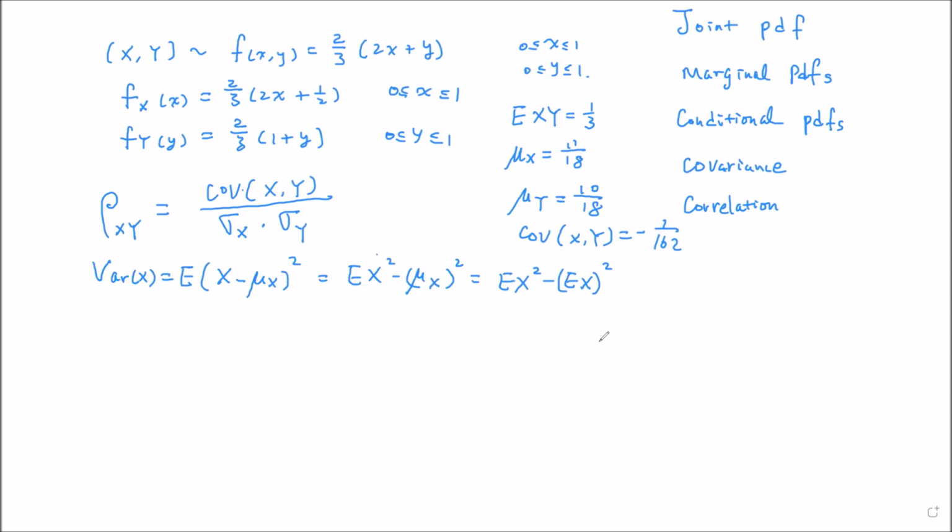Okay, so the integral of the square cannot move out the square. The integral is linear, but you cannot move the square out of it. We're going to use this formula. So let's find E of X squared. E of X squared is the integral from 0 to 1, and we're going to use the marginal density: x squared times (2/3)(2x plus 1/2) dx.